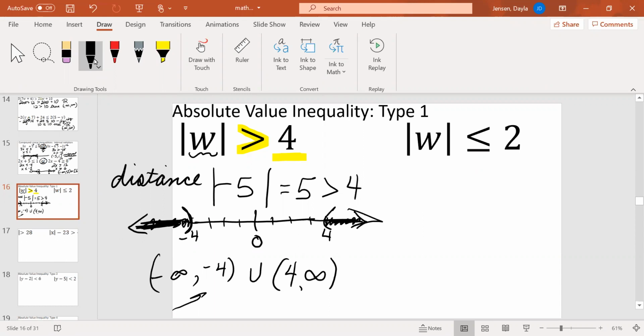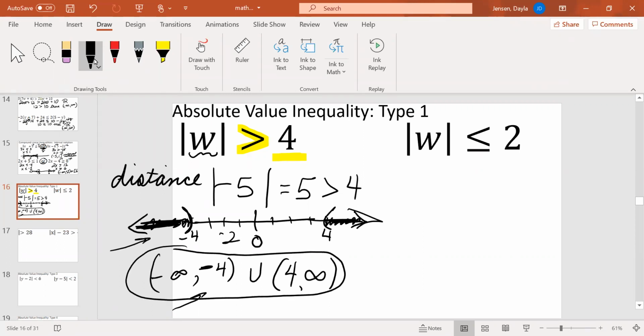Anything in the interval between here, say this is -2. If I take the absolute value of -2, I get +2, and that is not greater than 4. So that's not part of the solution set. So here it is graphically, and here it is in interval format, the solution.